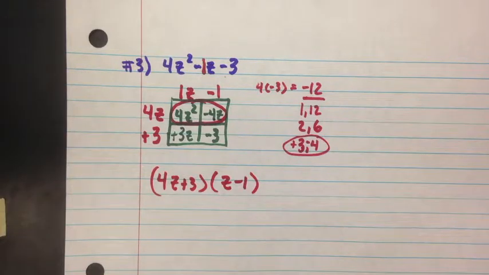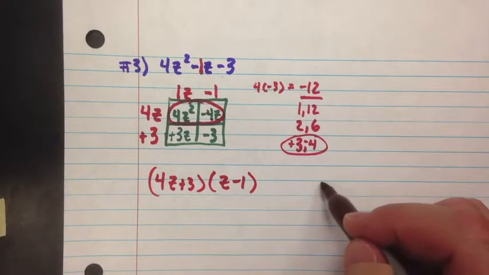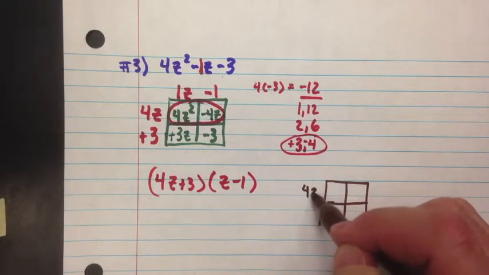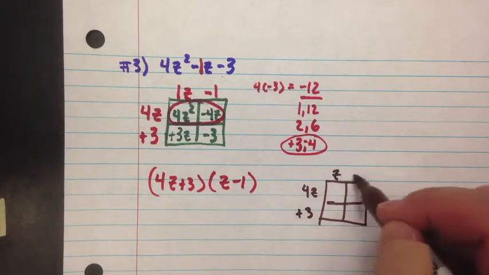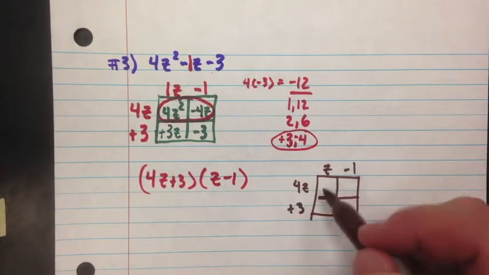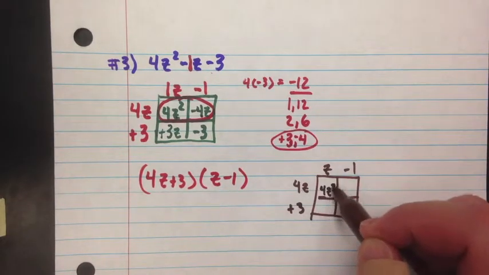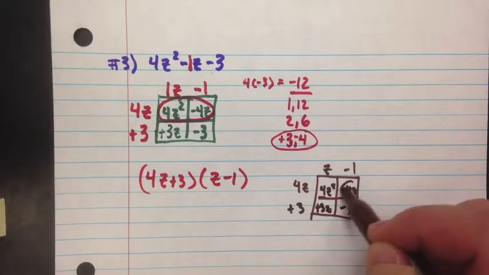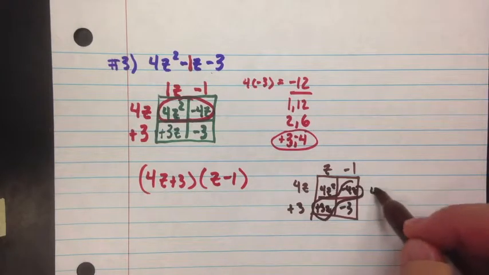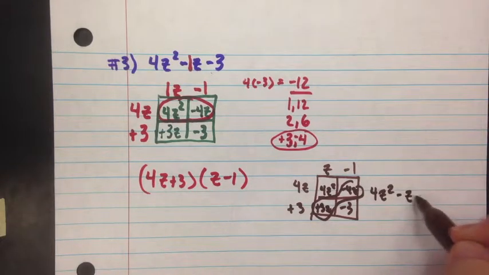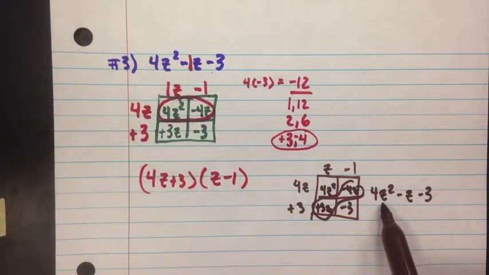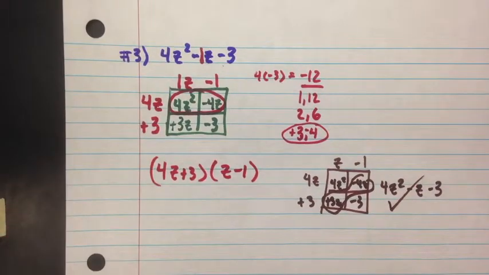Now, this would be kind of a pain to do, but remember when we first did the box method, it was because we multiplied. 4z plus 3, z minus 1. So if I multiply that, 4z squared minus 4z plus 3z minus 3, combine my middle terms, 4z squared minus 1z minus 3. So does it give me the original problem? Yes, it does. So check.